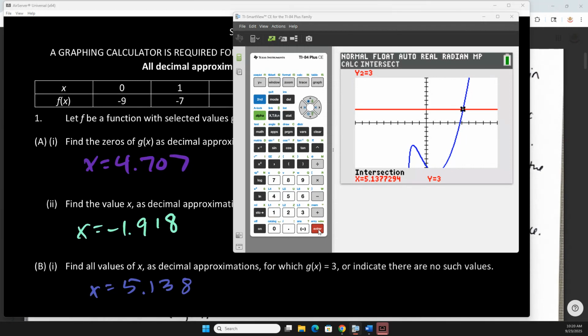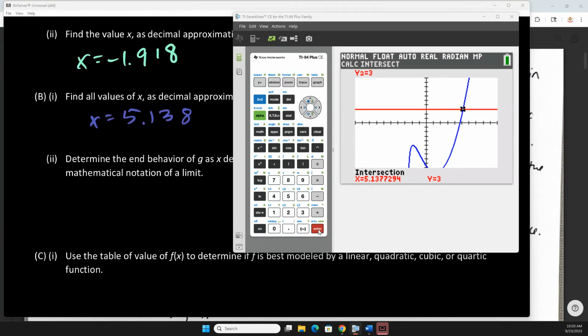Wait, it's not working. Did you move close to it? Did you choose zero or did you choose intersection? Try it. Go close to it. I did it. It messed up. Okay, let's do this next.